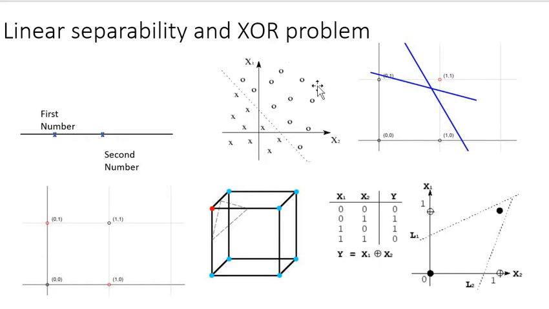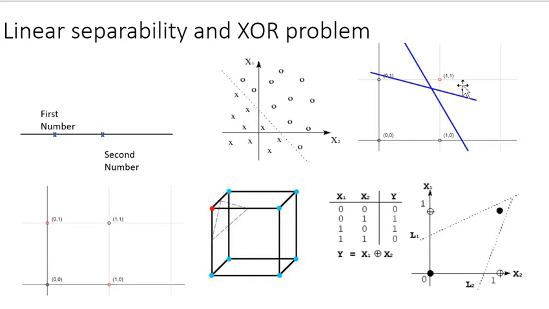Let's say if I talk about this diagram, you can see that there are certain circles on the right side of my dotted line, and on the left side or the below side I have certain crosses. These two data points can be separated by a single line, and hence it is called a linear separable problem. This is linearly separable.